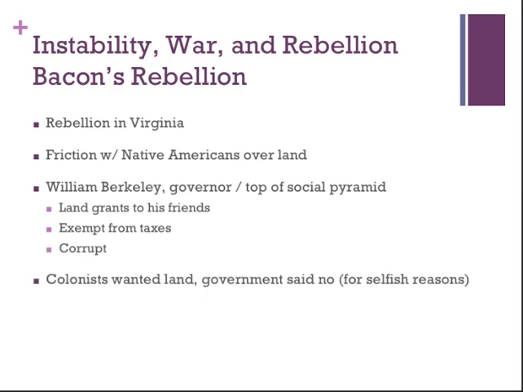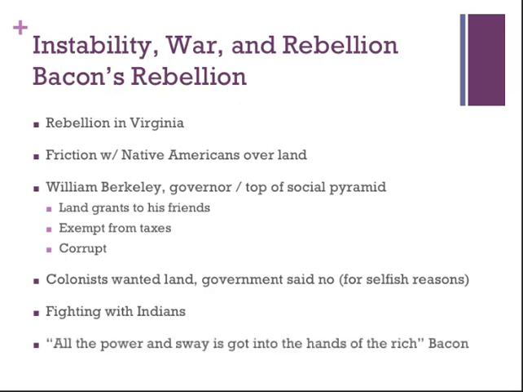The colonists wanted land. The government, William Berkeley and others, said no, because they were just giving it to their friends, not the normal people coming over for religious freedom. And so we started to have some conflict. There was fighting going on with the Native Americans as well. And Nathaniel Bacon said all the power and sway has got into the hands of the rich. This is going to set up what we'll be talking about later, the colonists eventually leading to revolution. This idea of the rich having all the power and control did not sit well with the majority of people, the colonists living in the colonies at this time.